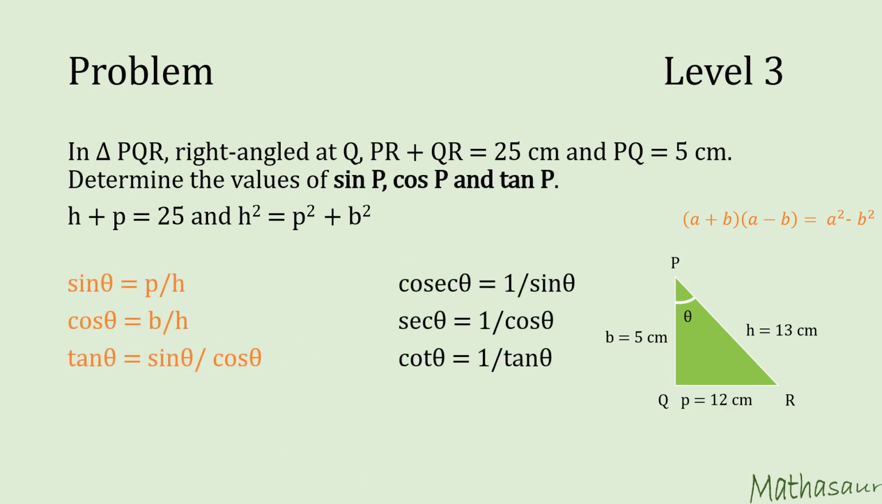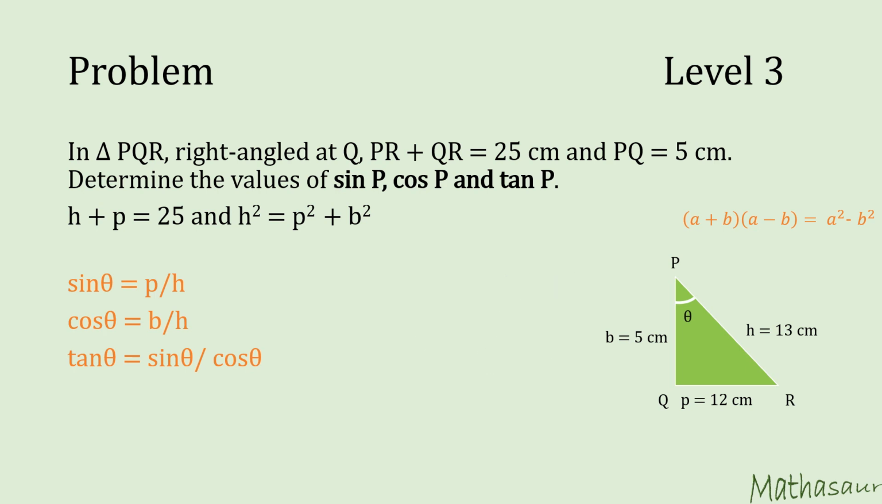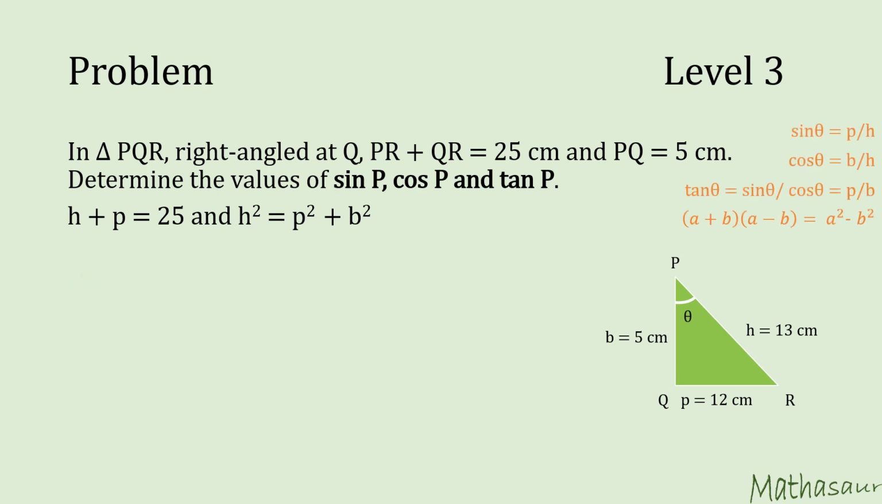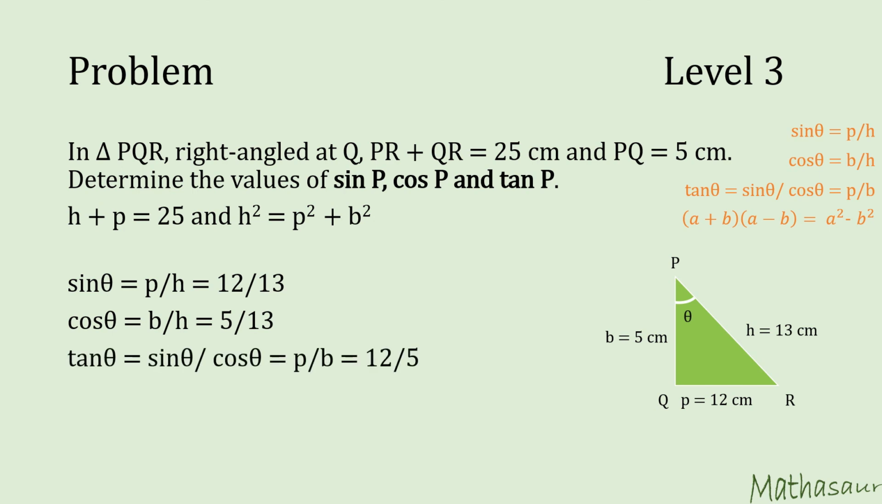Let us recall the trigonometric ratios. Now here we have to find sine, cosine and tangent of angle P. So we are going to use sine theta, cos theta and tan theta. Once again, let us park our formulae and substitute the values. So we get sine theta or sine P as 12 by 13, cos theta or cos P as 5 by 13 and tan theta or tan P as 12 by 5.